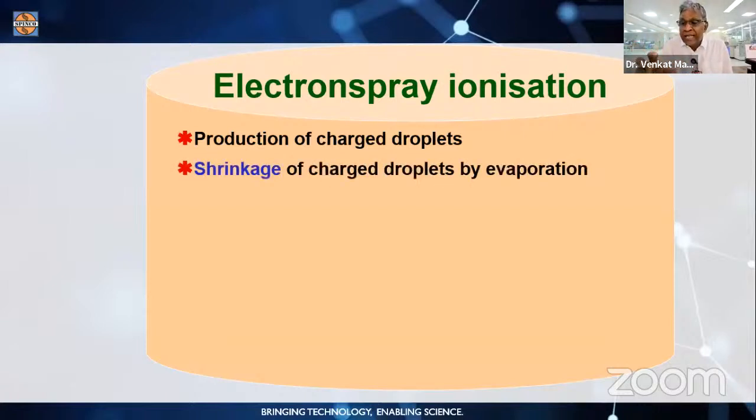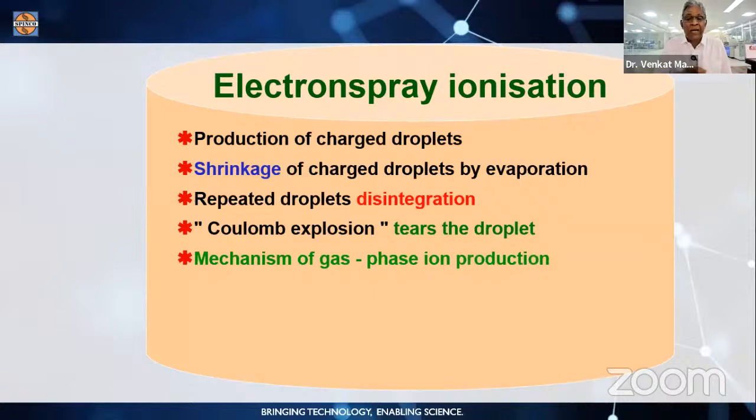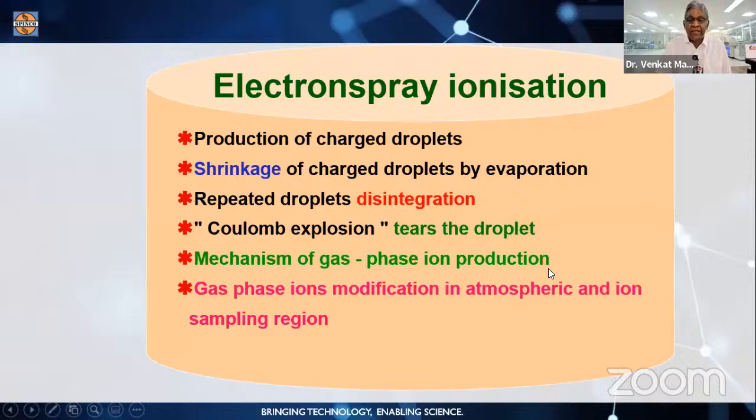Afterwards, you reduce the size of the droplet by shrinkage of the charged droplets by evaporation. Very good. Then repeat that, and the repeated droplets undergo disintegration. At a particular stage, a Coulomb explosion occurs to tear the droplet. When the droplet travels, it becomes a gas phase ion production. When this happens, it is modified depending on the atmosphere and sample region. You want a picture to understand this?